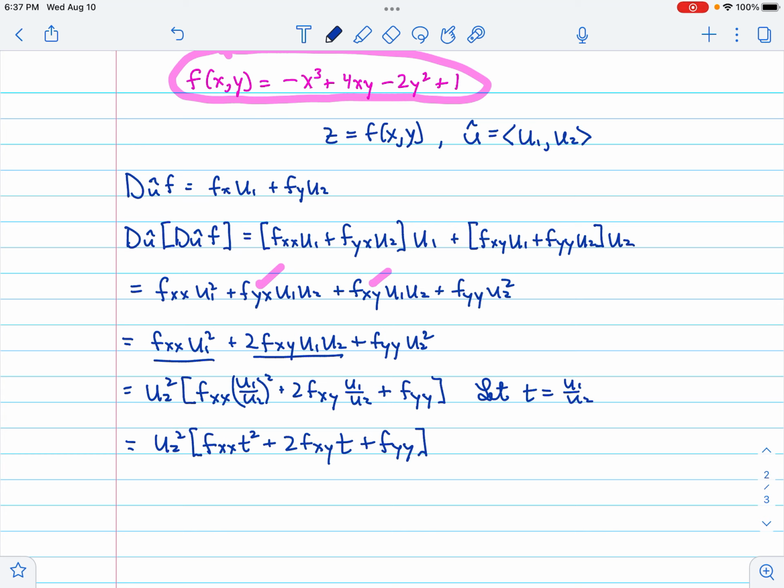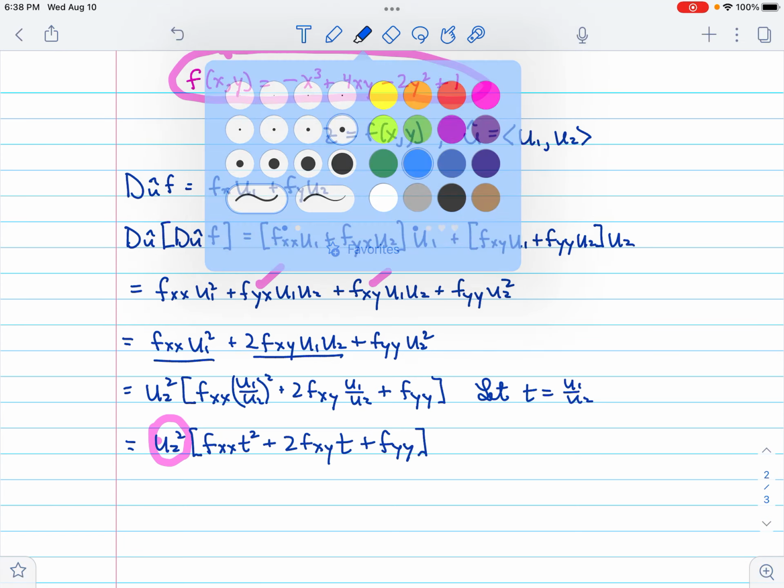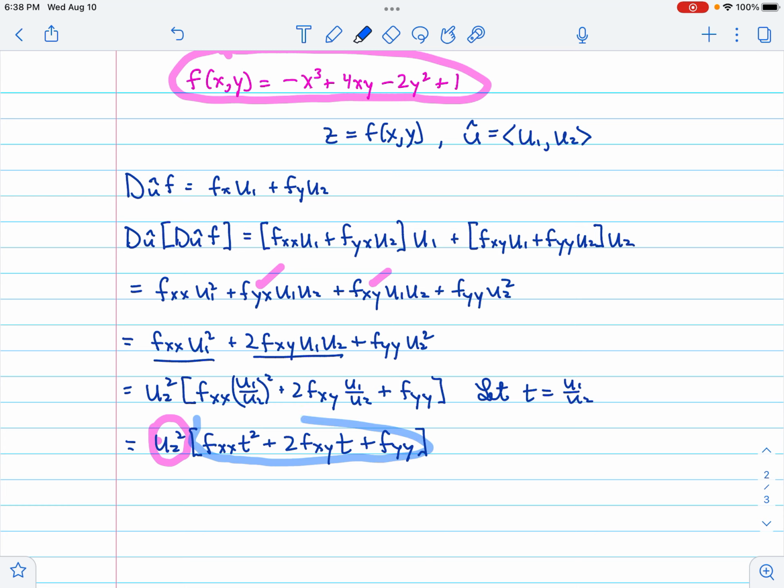Look at that. There's what I've got. Now, let's suppose that, let's remember this is the second derivative. And what we're concerned about is, when is this thing positive? When is it negative? Now, this part is always positive because it's u2 squared. That's always positive, so I'm not going to concern myself with that one. I'm going to concern myself with this part right here. I want to know, when is that positive and when is it negative.